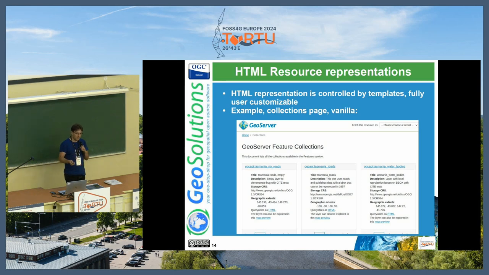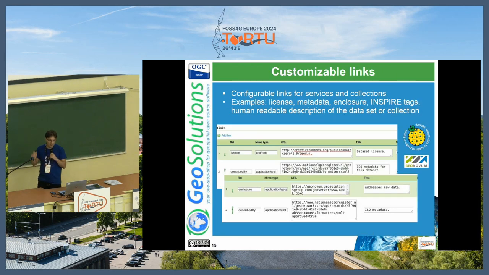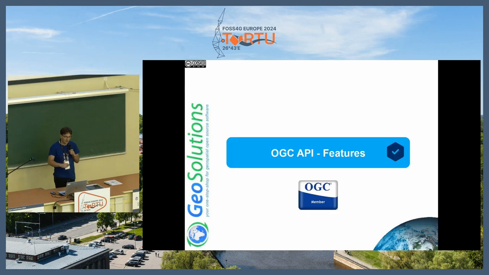And the HTML representation is driven by templates, so you can go and customize it, changing logo, styles, and even the functionality to some extent if you want. A bunch of links in the resources are customizable, so you can add your own. So for example, for Inspire compliance, you need an extra link, you can add it. If you have any country mandatory extension, you can just go and configure it.